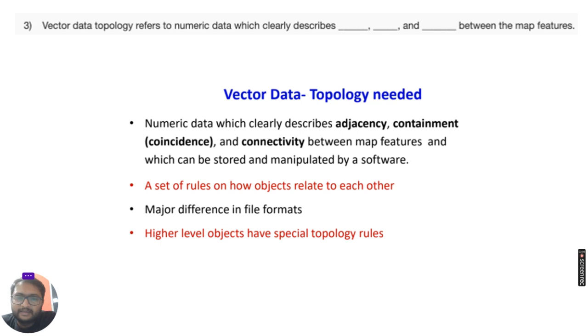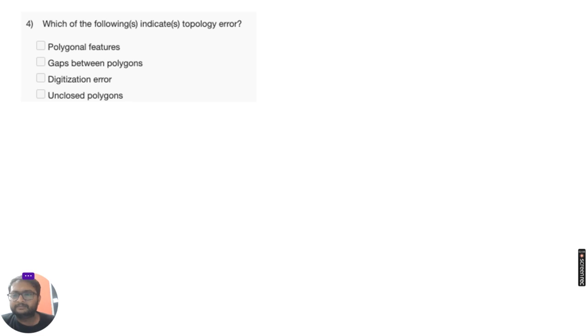And the third one is connectivity, how each is connected with the others. We can consider examples like a road network, canal network, or river network, which show how something will move or connect across different nodes. So when we refer to topology, it describes three different things: adjacency, containment, and connectivity. The correct answer for this is these three words.